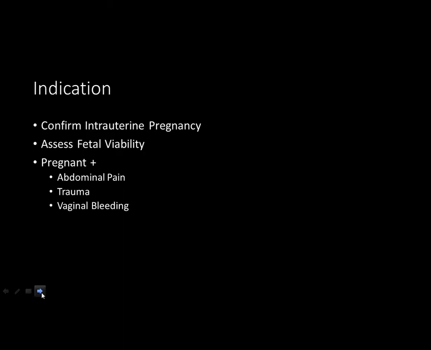First, we will cover indications. In general, for point-of-care ultrasound, our indications are to confirm intrauterine pregnancy, assess fetal viability, and if the patient is already pregnant and presents with abdominal pain, trauma, or vaginal bleeding, we will perform an ultrasound to assess continued viability of the fetus. Other indications for performing a transvaginal or transabdominal ultrasound include concern for ovarian cyst or torsion, fibroids, persistent vaginal bleeding, and other pelvic concerns. However, those are outside the scope of most point-of-care ultrasound practice.